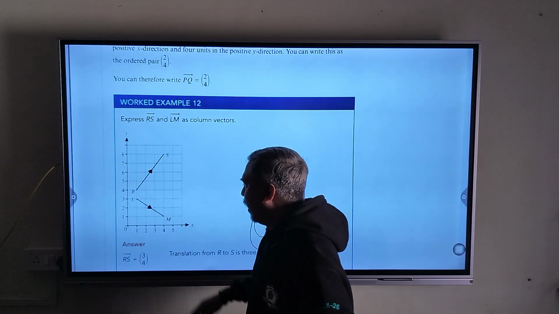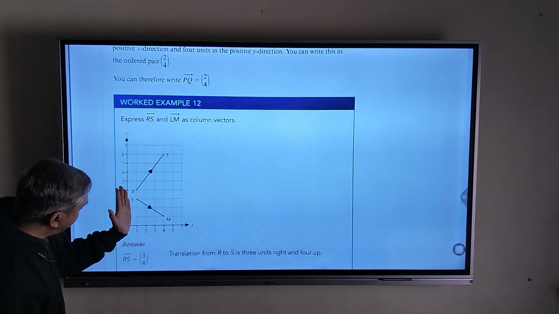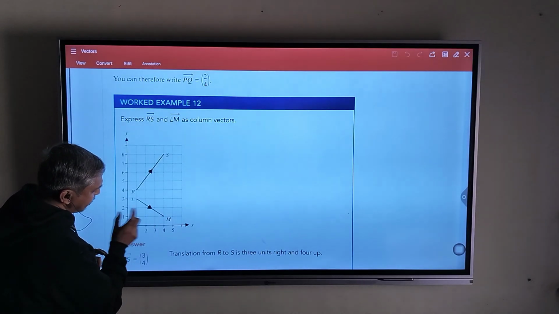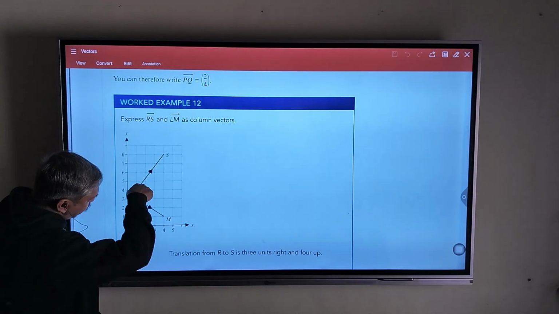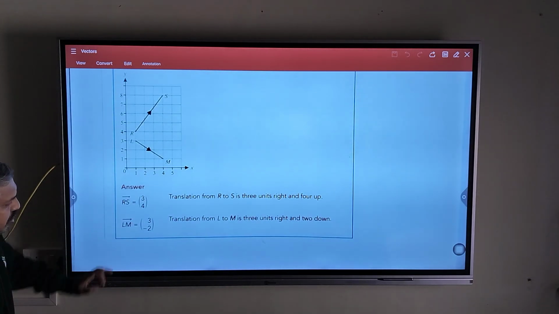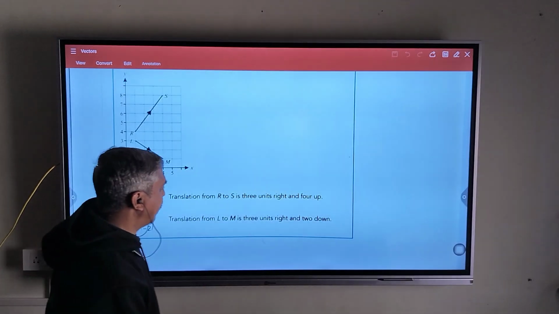And the LM vector is going on the right side. So 1, 2 and 3. So x is 3. But y is minus 2 because it is going towards the downward side. So (3, -2) is the vector.